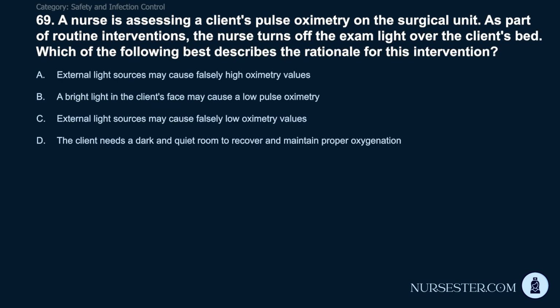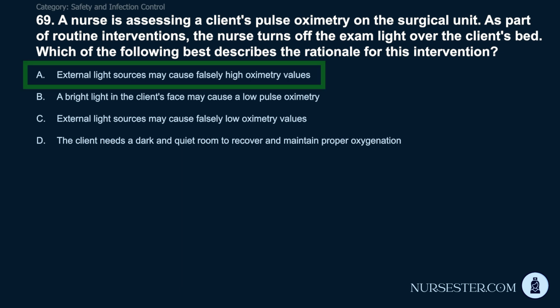69. A nurse is assessing a client's pulse oximetry on the surgical unit. As part of routine interventions, the nurse turns off the exam light over the client's bed. Which of the following best describes the rationale for this intervention? A. External light sources may cause falsely high oximetry values. B. A bright light in the client's face may cause a low pulse oximetry. C. External light sources may cause falsely low oximetry values. D. The client needs a dark and quiet room to recover and maintain proper oxygenation.